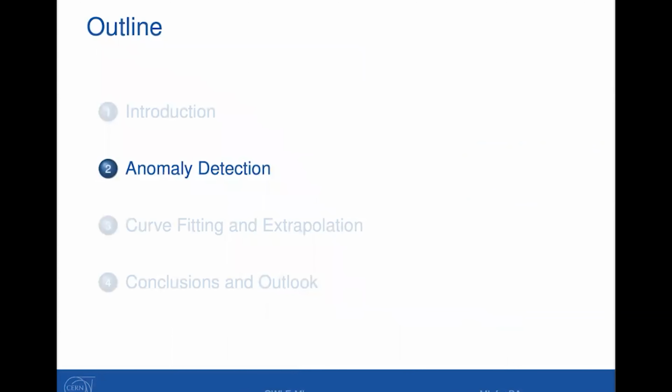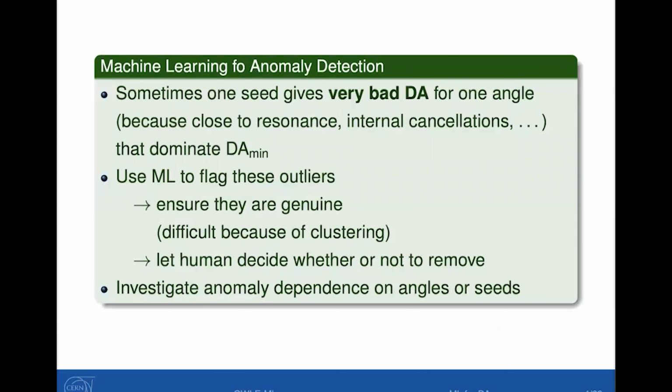Okay, so the first part, anomaly detection. It can be that one seed gives a very bad dynamic aperture for one specific angle. This is not numerical error. This is physics, because we're close to resonance or we have some internal cancellations. But we don't want them in our simulations, because we would not reach these in practice, in operation. When we see this happening, we would move away from it. So this is not representative for the possible beam quality. We want to get these very bad seeds out of it because they will dominate, especially this minimum DA, and then we have a wrong picture.